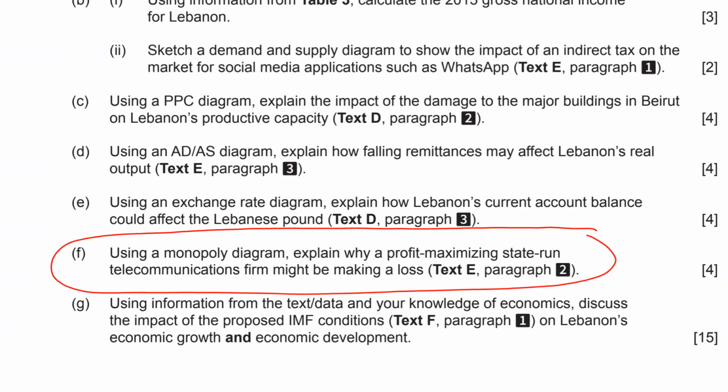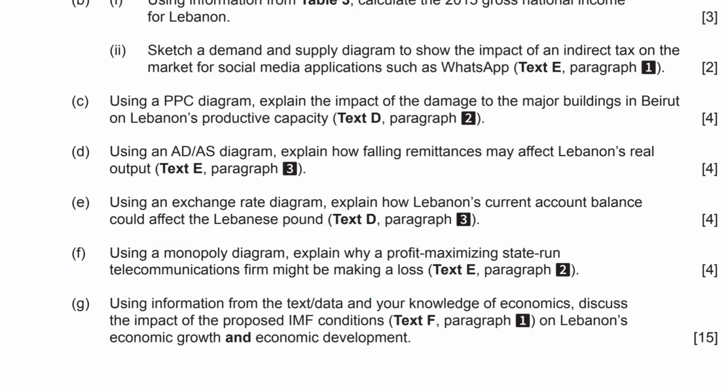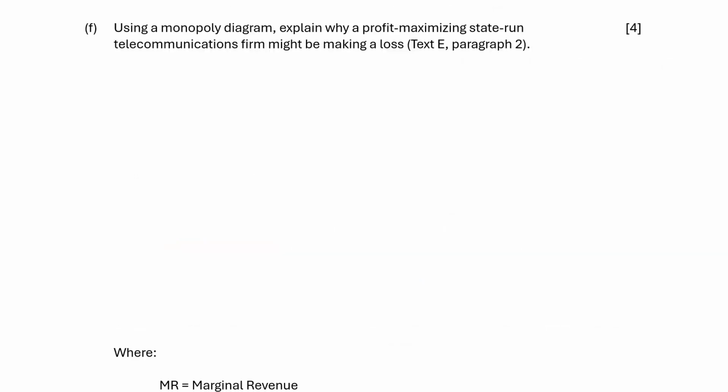We're going to use this monopoly diagram, and we're going to explain why a profit-maximizing state-run telecommunications firm might be making a loss. Despite the fact that they've got all this monopoly power, they still might end up making a loss if they're incredibly inefficient. Okay, so let's move over to our working space.